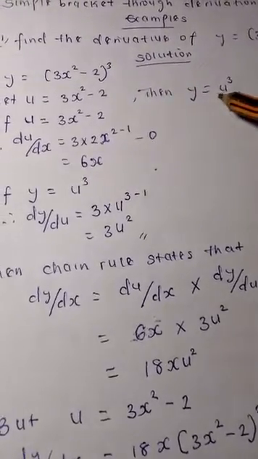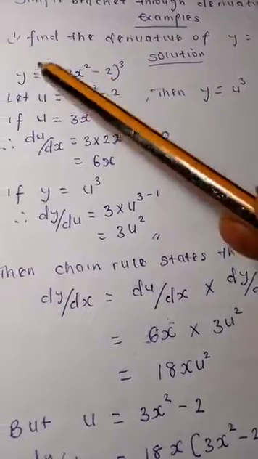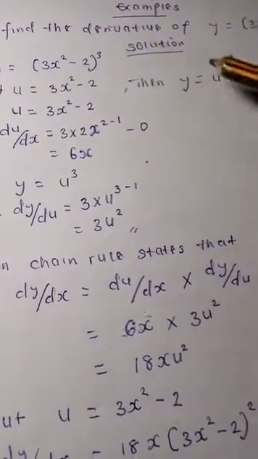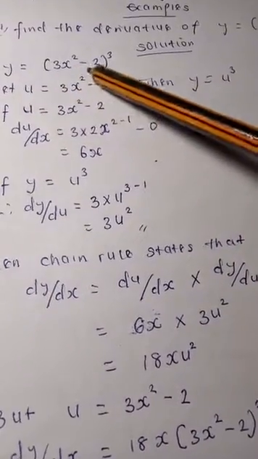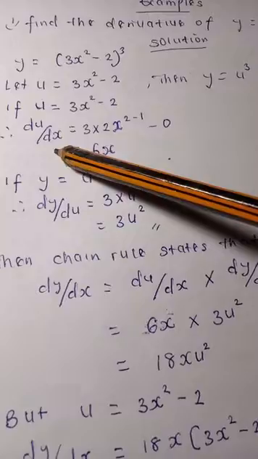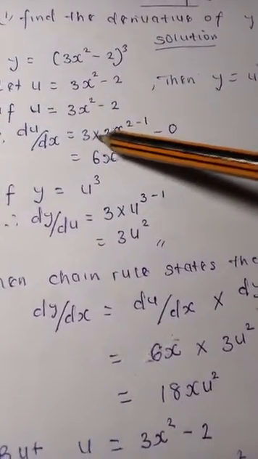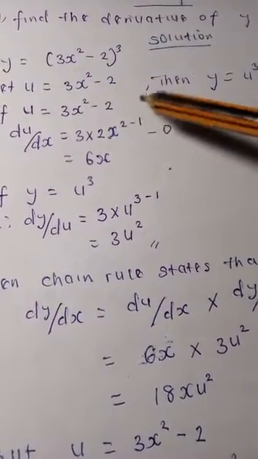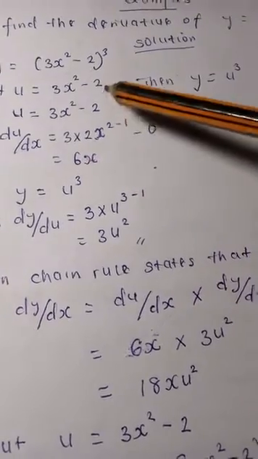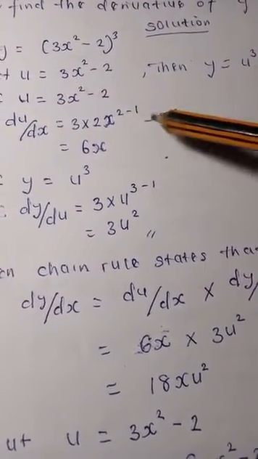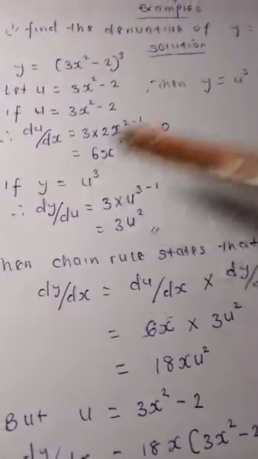Then y, call y to be what? If u is this, therefore what is y? y is u raised to power 3. So if u is what is in the bracket, what is du/dx? You take this 2 down, we have 2 times 3, 2 minus 1 is 1, so we have 6x. The differentiation of the constant is 0.